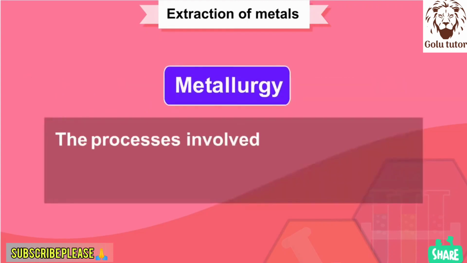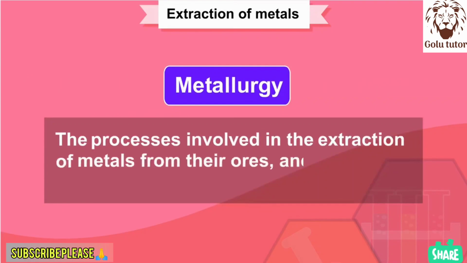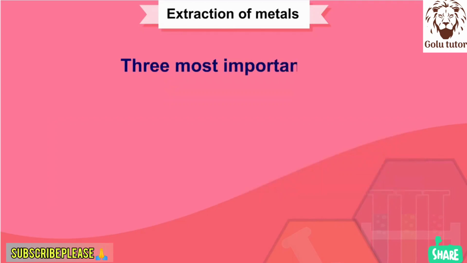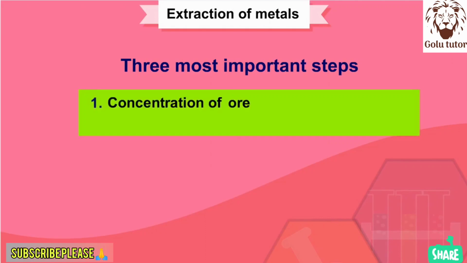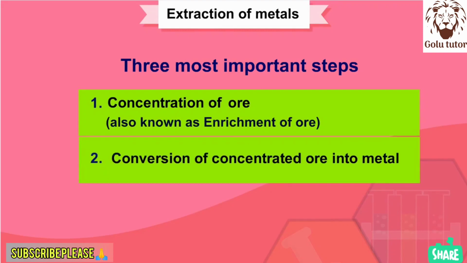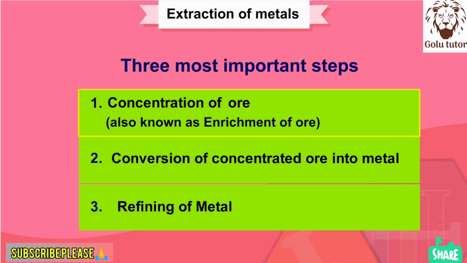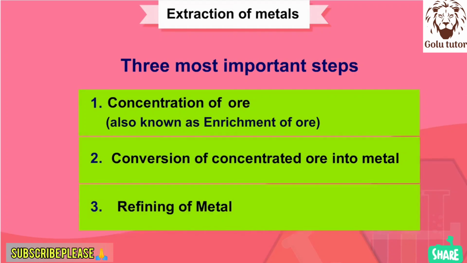The processes involved in the extraction of metals from their ores and refining are known as metallurgy. It involves three most important steps, which are as follows. 1. Concentration of ore, also known as enrichment of ore. 2. Conversion of concentrated ore into metal. 3. Refining, that is, purification of metal. We will now discuss each of these steps one by one.